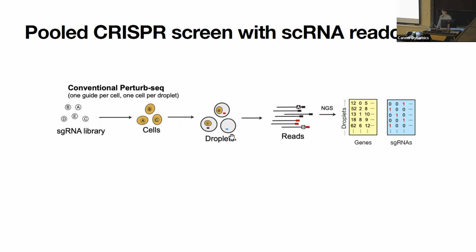So the output of what we observe from these experiments is, in each droplet that we observed, we get a count matrix of how much every gene was expressed within that droplet, or how many UMIs we had for each individual gene. And then we also have, for each droplet, we detect the guide RNAs that were present.